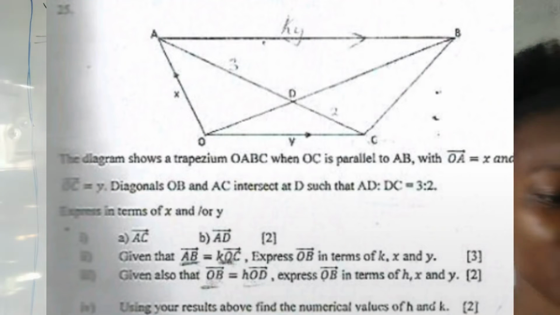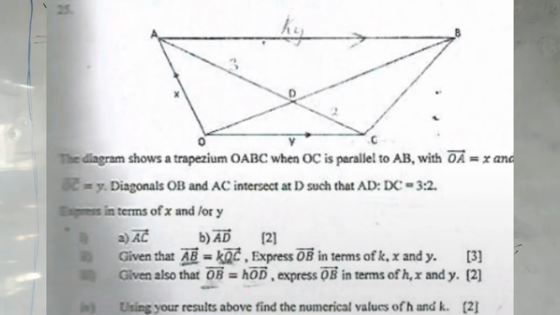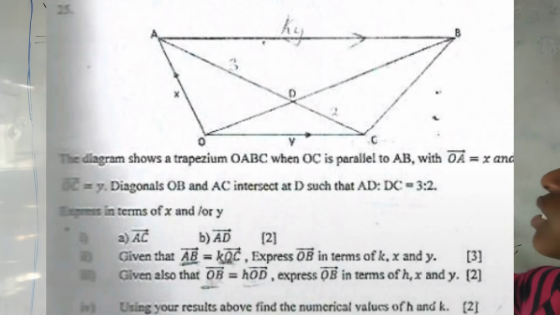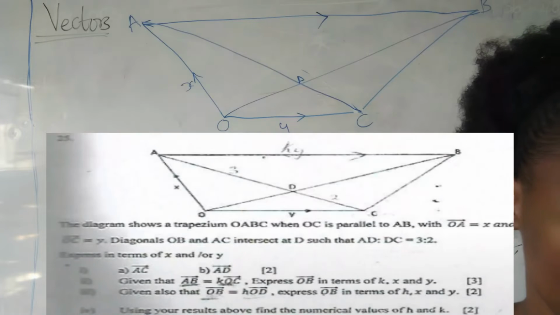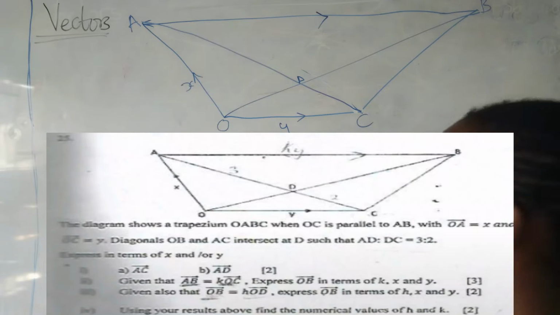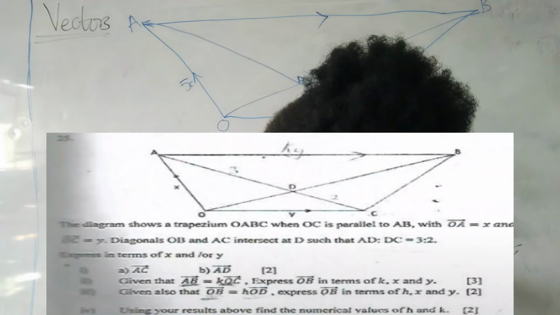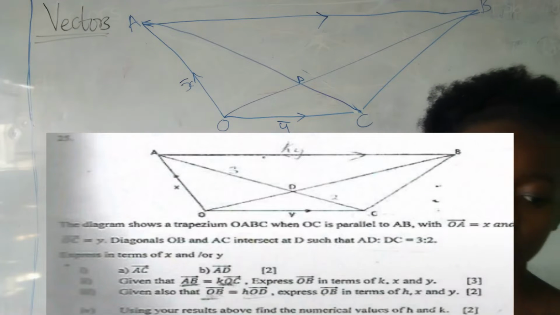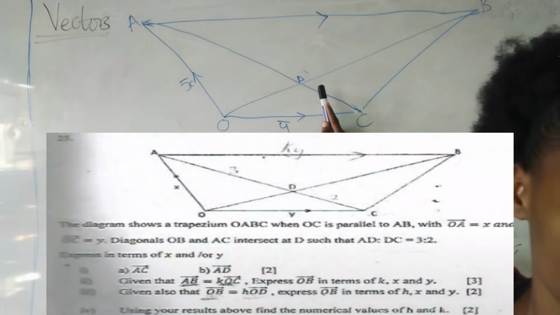The diagram shows a trapezium OABC, where OC is parallel to AB. These two are parallel to each other. OA is equal to vector X, and OC is equal to vector Y. Diagonals OB and AC intersect at D.